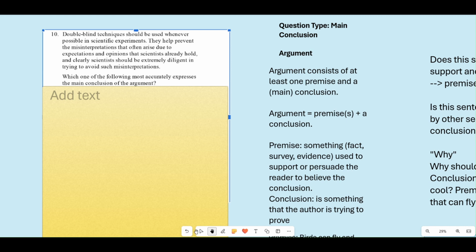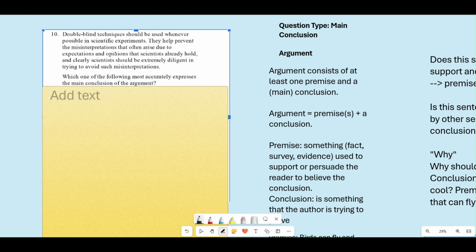So we can read the stimulus here. Double-blind techniques should be used whenever possible in scientific experiments. They help prevent the misinterpretations that often arise due to expectations and opinions that scientists already hold. And clearly, scientists should be extremely diligent in trying to avoid such misinterpretation. Which of the following most accurately expresses the main conclusion of the argument? Okay, so we obviously know that this is a main conclusion question type. So we're asked to find, what is the author trying to get at? What is the conclusion of the argument?